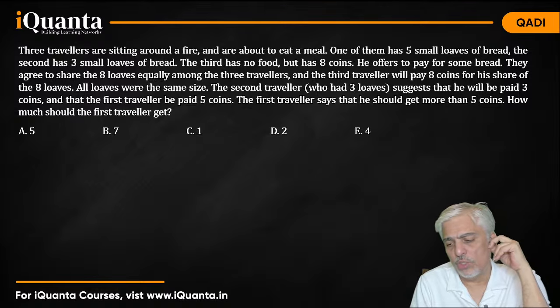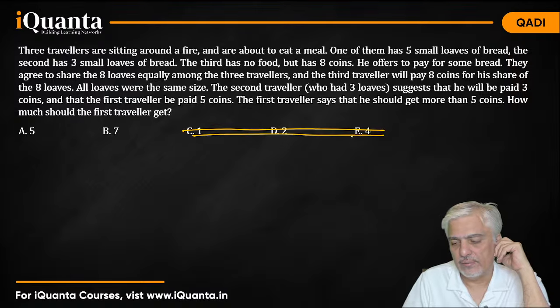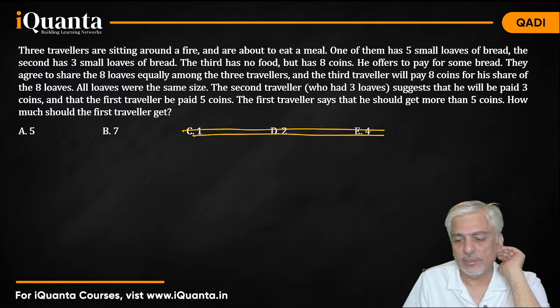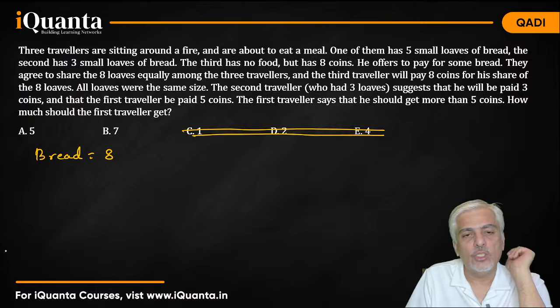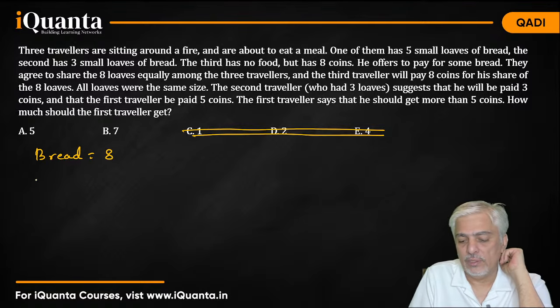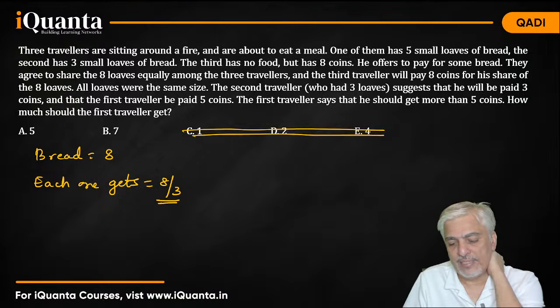Okay, I don't want to work with the options. The options are really poor over here. So think without options. I want you to understand the question without options. Now, total bread was 8 to be divided between 3 people. So each one gets 8 by 3 breads.